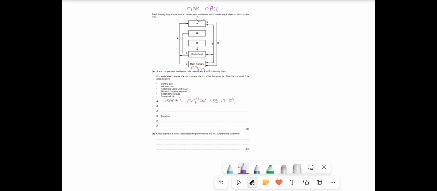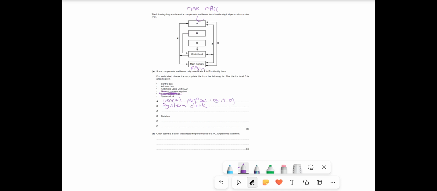We've got something from here going into the control unit. Let me just knock this off. It's not going to be a control bus, it's not going to be an address bus, it's not going to be the ALU, it's not going to be secondary storage. Secondary storage we're going to eliminate straight away. It's not part of this diagram at all, we know that, because secondary storage has no real relationship with the CPU, it goes through the RAM. So then that leaves us with the system clock, which the control unit uses for its signals.